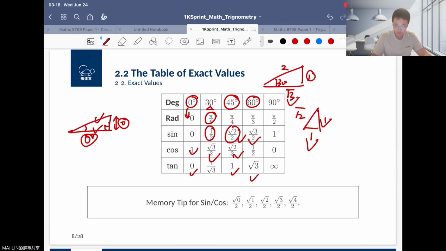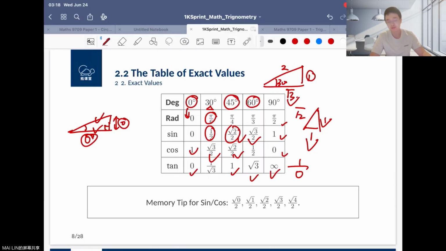And 90 degrees, we said that is pi over 2, and sine is 1, cosine is 0, and you can set that tan equals the sine value over the cosine value, so that is 1 over 0. So it's very close to positive infinity. So we can use this value to represent the exact value of tan 90 degrees.